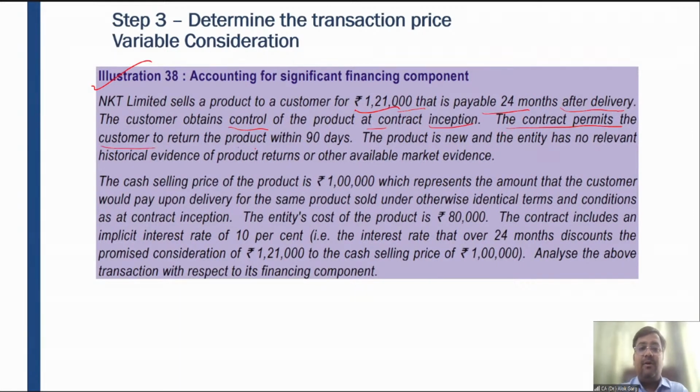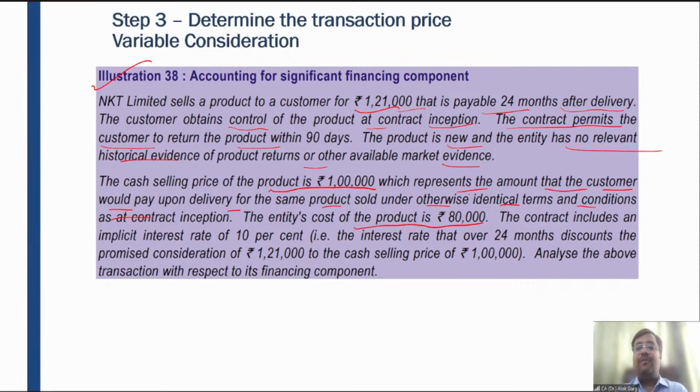The contract permits the customer to return the product within 90 days. The product is new and the entity has no relevant historical evidence of product returns or other available market evidence. Okay. The cash selling price of the product is 1 lakh. Cash selling price is also given. So in this case, the consideration with this customer is 121. The cash selling price of the product is 1 lakh rupees, which represents the amount that the customer would pay upon delivery for the same product sold under otherwise identical terms and conditions at the contract inception. If another customer comes and pays at the inception of the contract, the entity will charge 1 lakh rupees. But this customer is paying after 2 years, so the entity is charging 1,21,000 rupees.